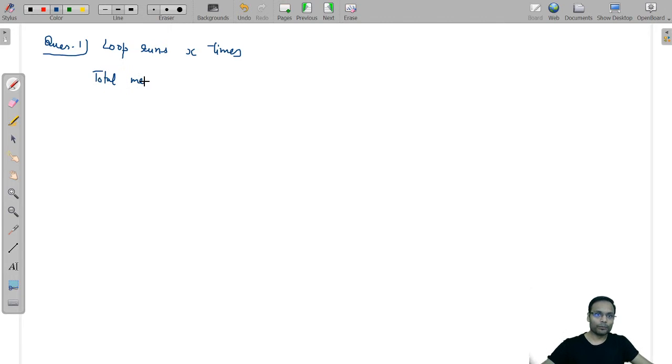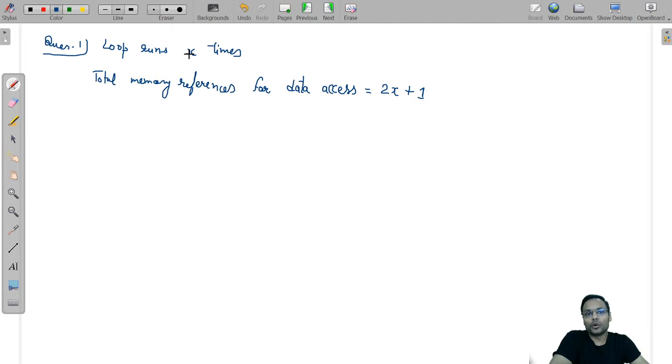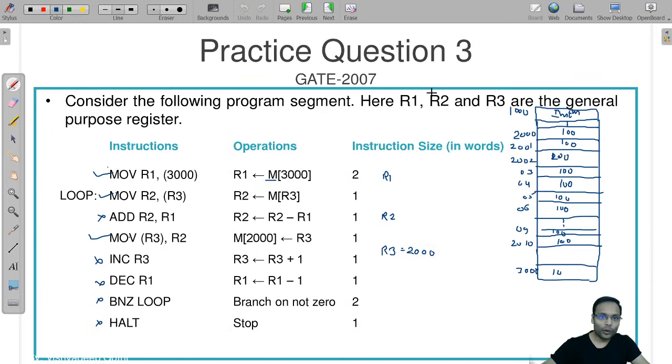Total memory references for data access is equal to how much? 2x inside the loop plus 1. Now what is this x? X is how many times the loop runs. Suppose the loop runs 100 times, then 200 times the memory is referred for the data access. If the loop runs 10 times, 20 times the memory is referred for the data access within the loop. Plus 1, why plus 1? Just because this one access is outside the loop, so for this one I have written plus 1.